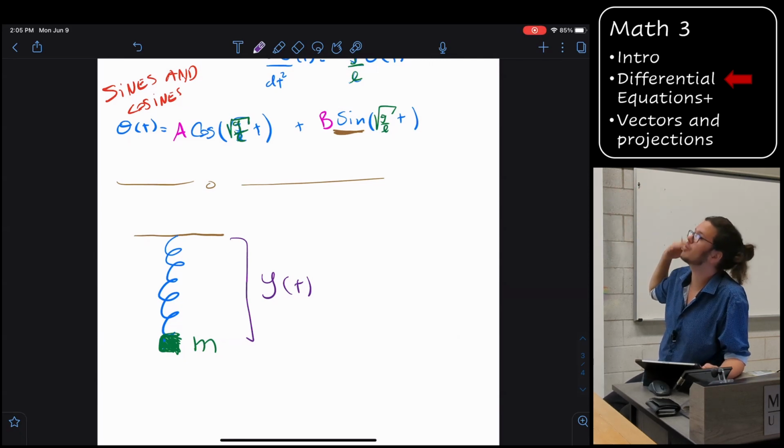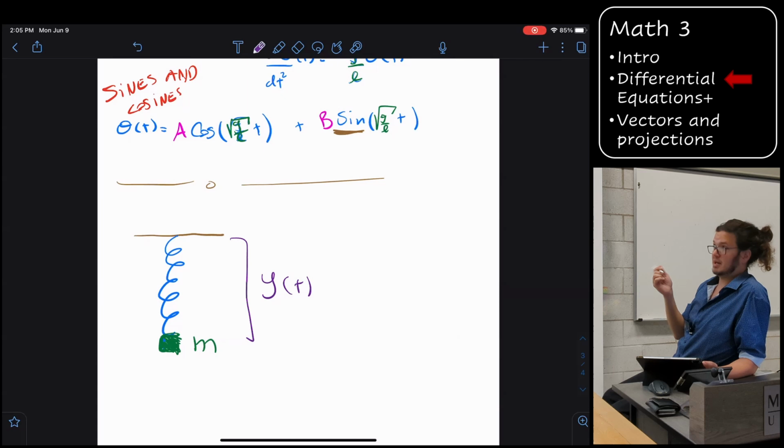So let's imagine that this is a one-dimensional spring. We're not allowing it to move left or right, and we're not allowing it to move out of the board. But in principle, it could. And you could be interested in models such as this system.